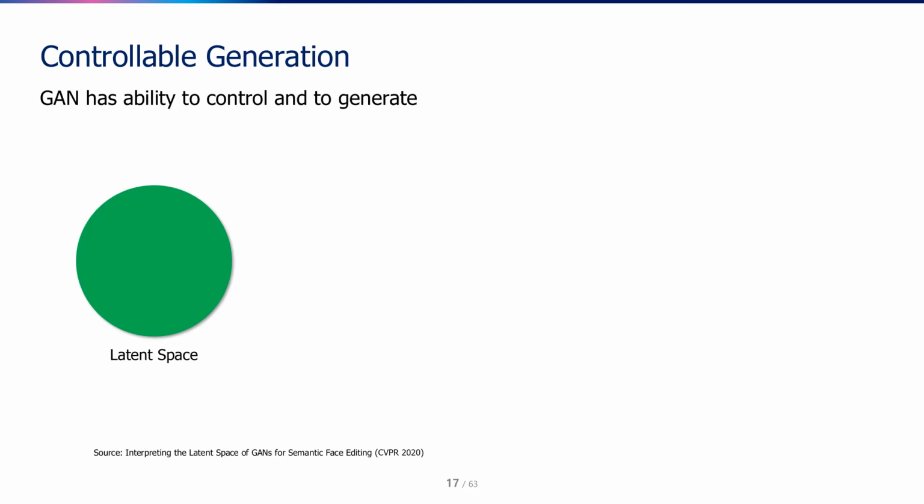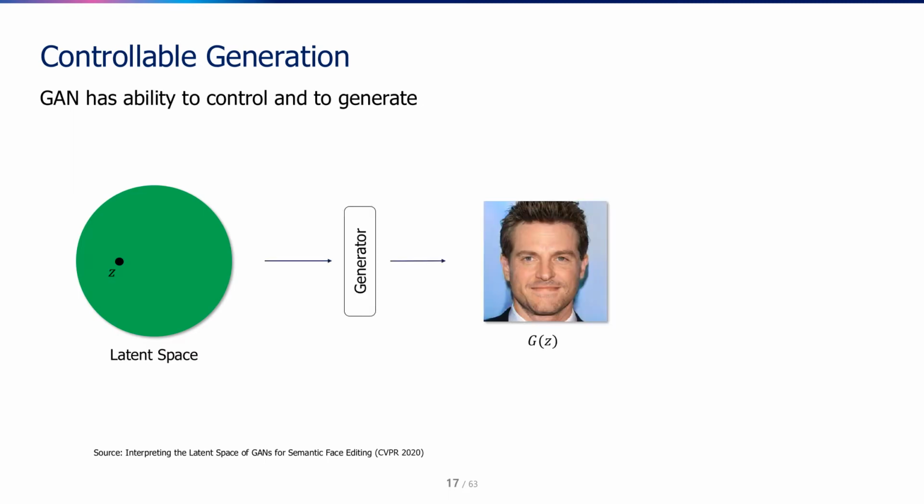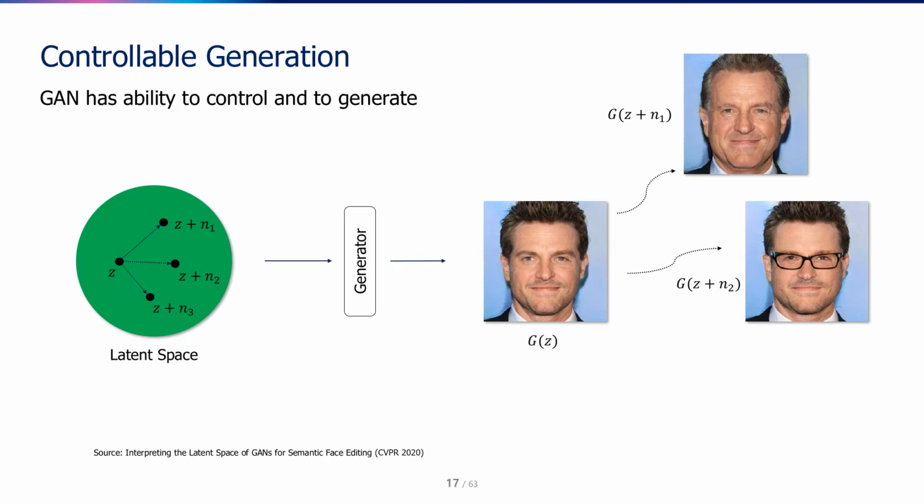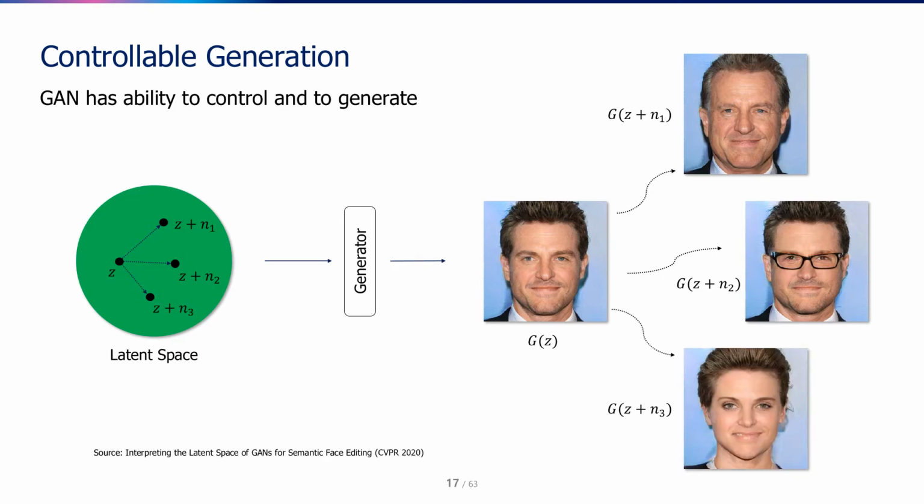The second differentiator of GAN models is controllable generation. Starting with the vector Z in the latent space, the generator generates a fake image. Then, by simply moving the vector Z to different points in the latent space, we can effectively control the attributes in generated images to change the age, accessories, or gender.